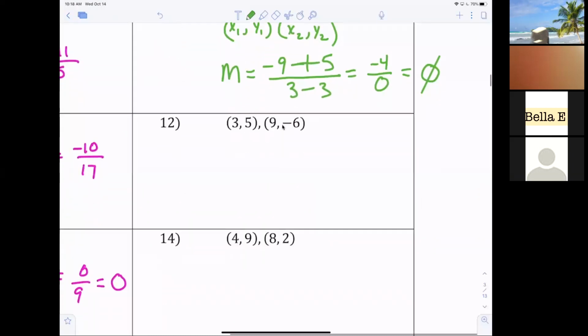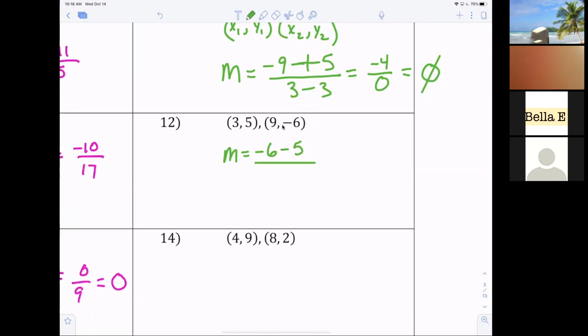So again, slope equals m equals -6 minus 5 over 9 minus 3. What's -6 minus 5? -11. 9 minus 3, 6. So the slope, -11 over 6.